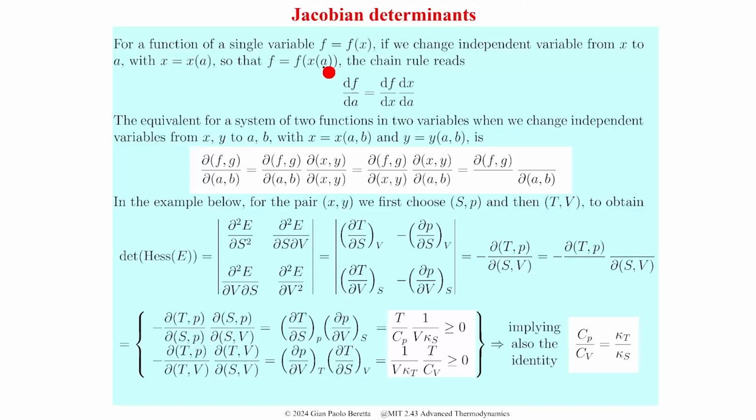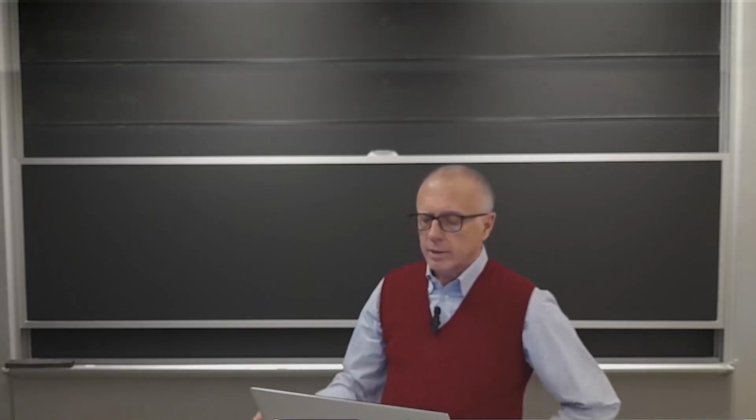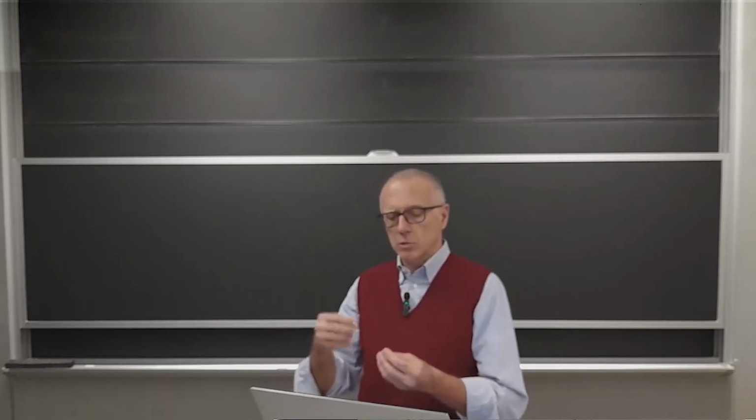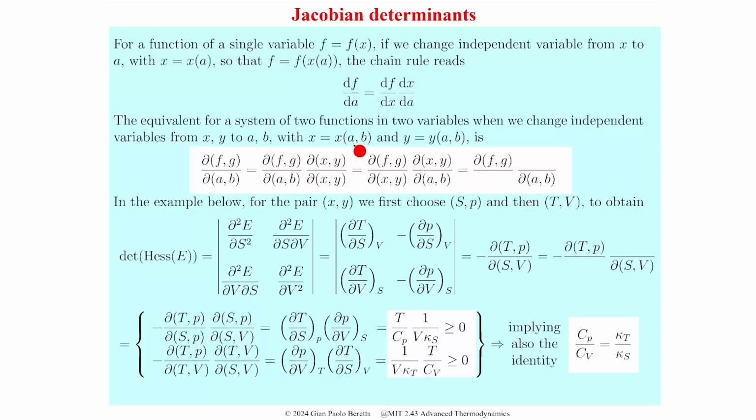So the chain rule for derivatives says for single variables that the derivative of f with respect to a is the derivative of f with respect to x times the derivative of x with respect to a. Okay? The equivalent for our system of two variables. So when you change your system f and g instead of as a function of x and y, but as a function of a and b, so the x and y are in turn functions of a and b, then you have a situation similar to that.